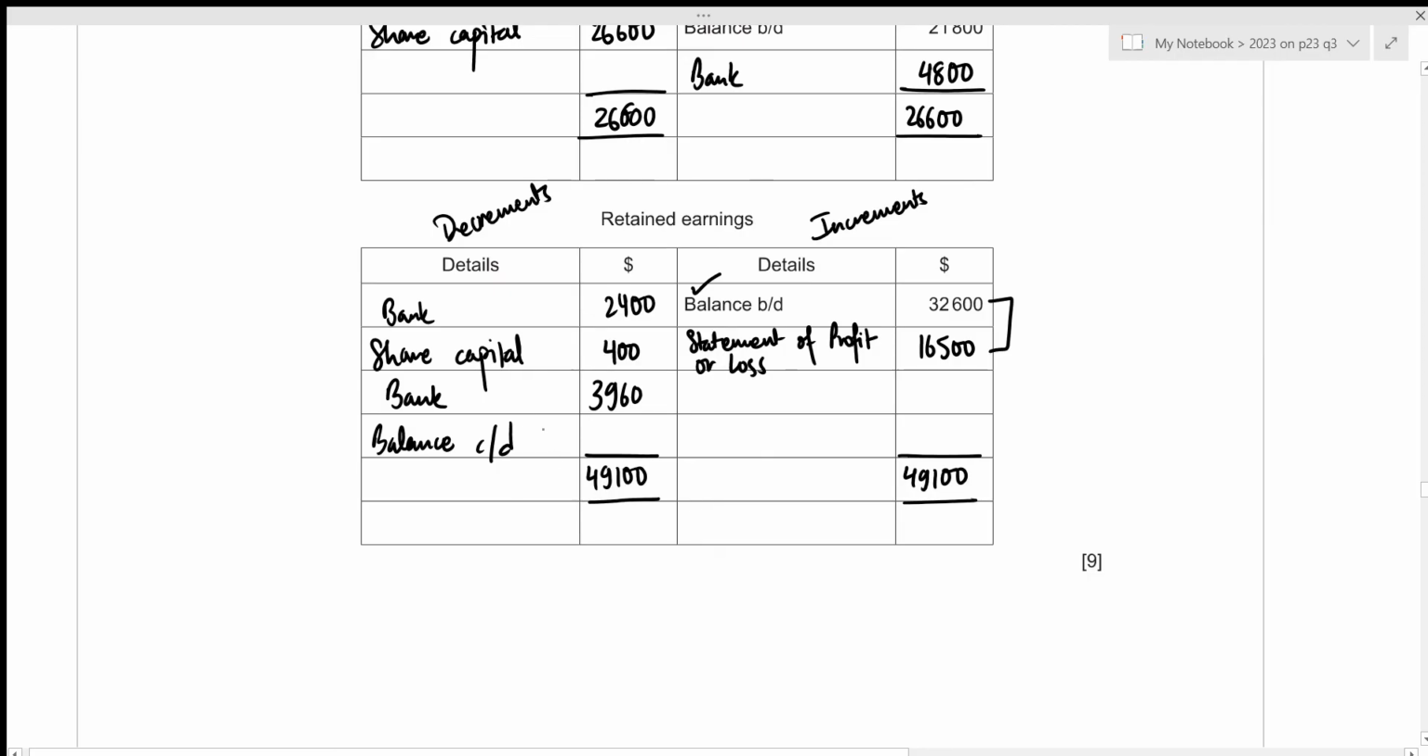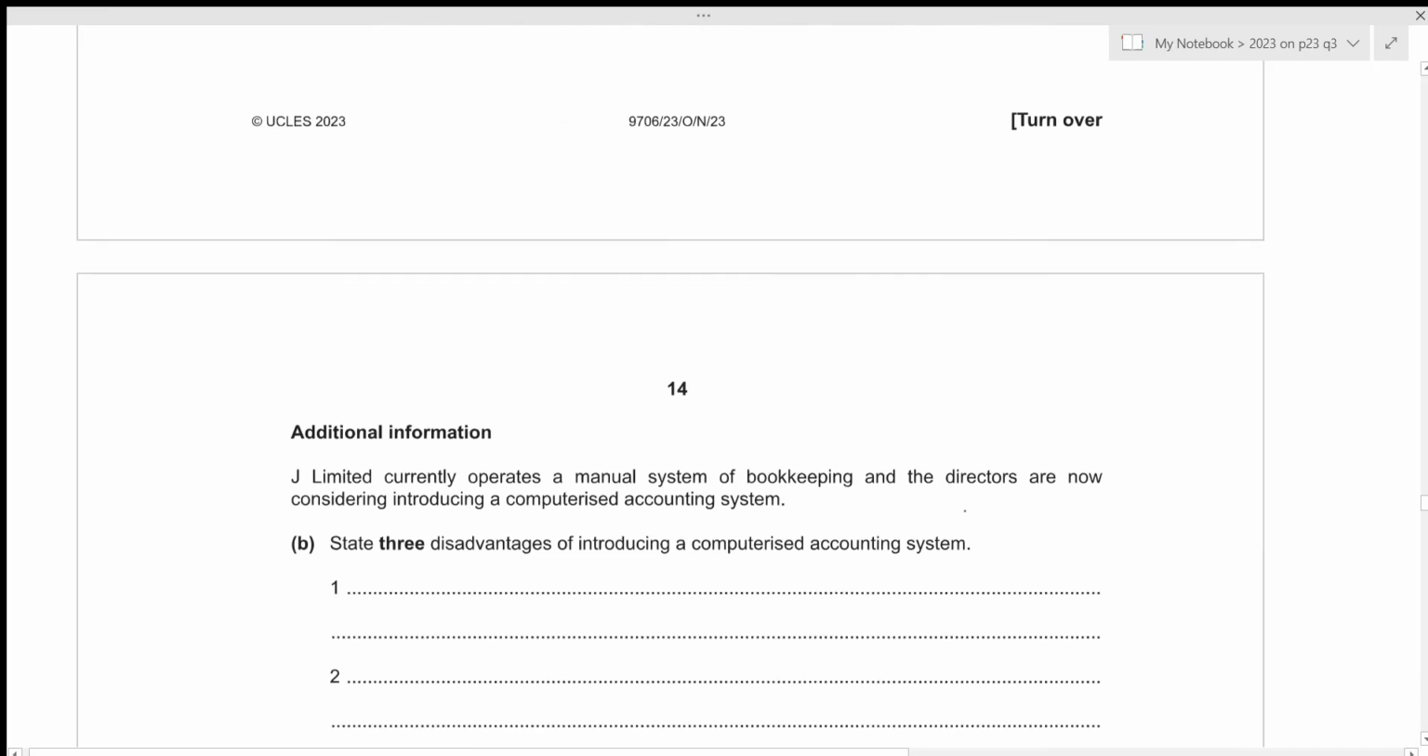And in order to calculate the closing balance, we need to subtract all of these from the total. So that's 49,100 minus 2,400 minus 400 minus 3,960, which results in 42,340. We need to include this closing balance as the opening balance for next period with the same amount of 42,340. That's all for our retained earnings account. Let's move to the next part.